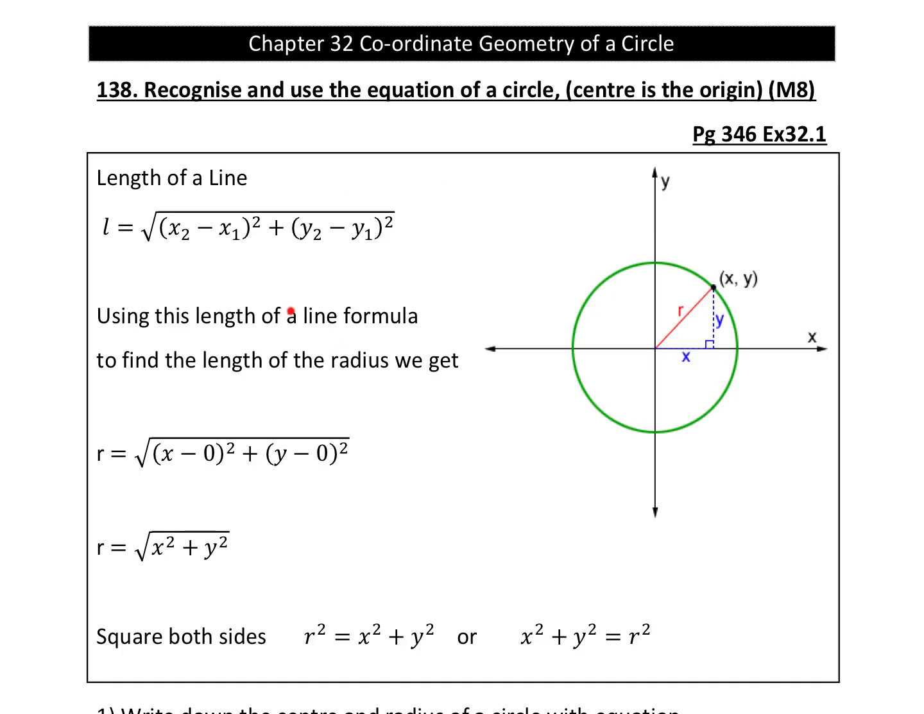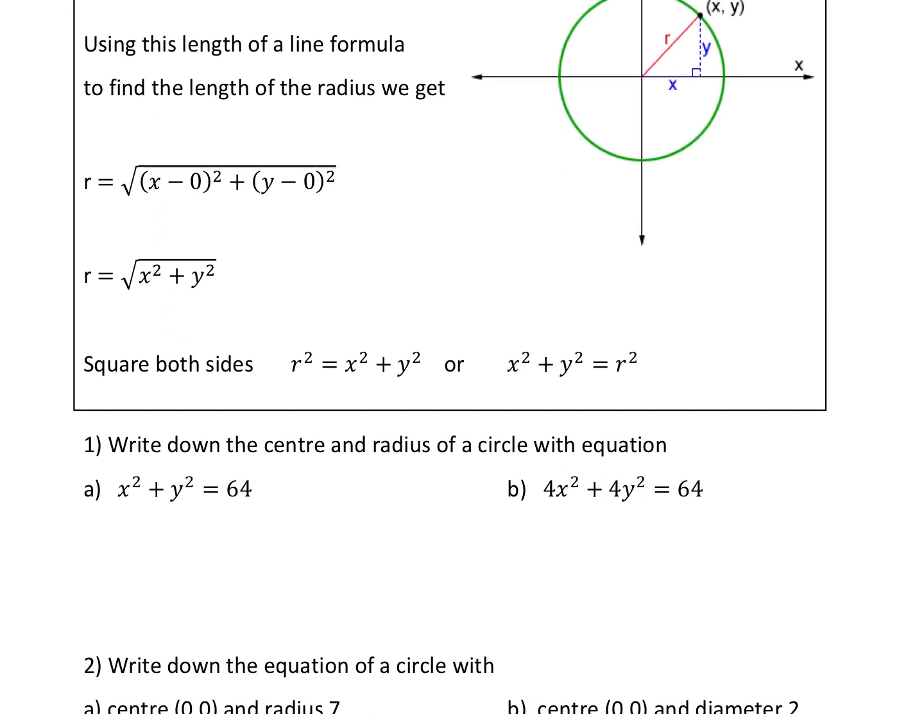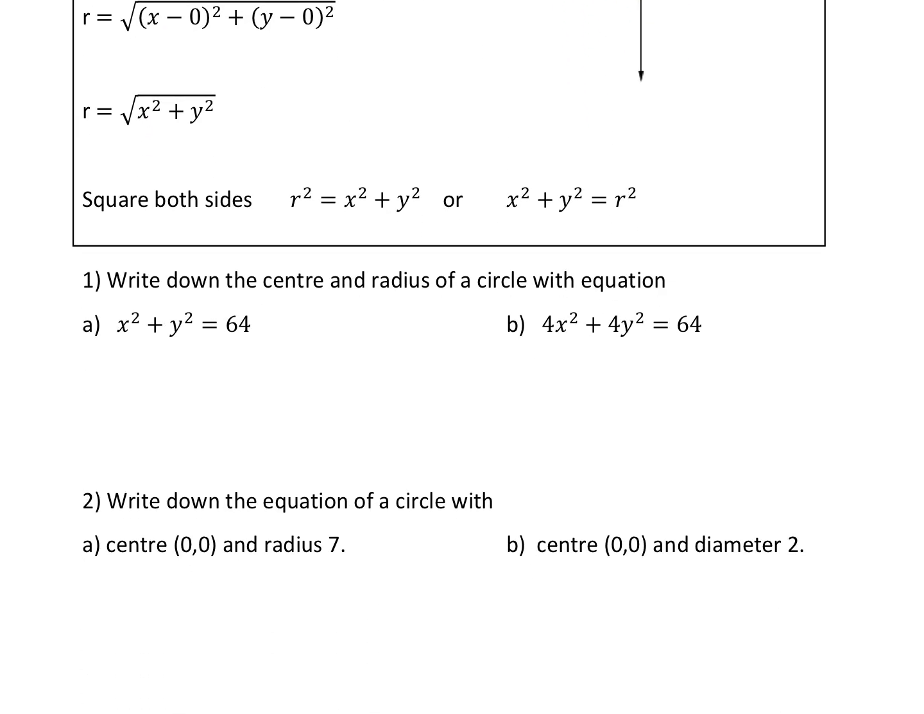I'm going to leave all this for your teacher to go into in more detail if you require, but essentially the equation of a circle is x squared plus y squared equals r squared. If it is not a single x squared plus a single y squared equals, then it is not the equation of a circle. But if you do have x squared plus y squared equals, then the number on the right hand side is the radius squared.